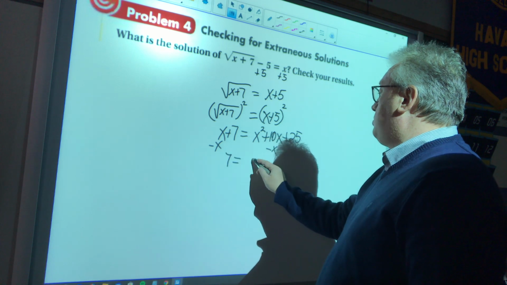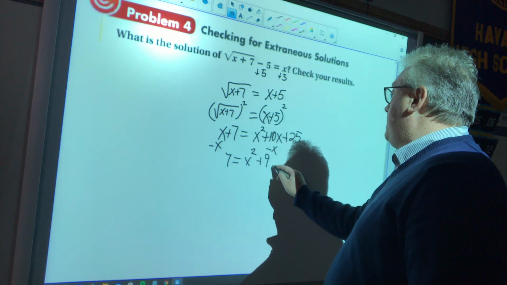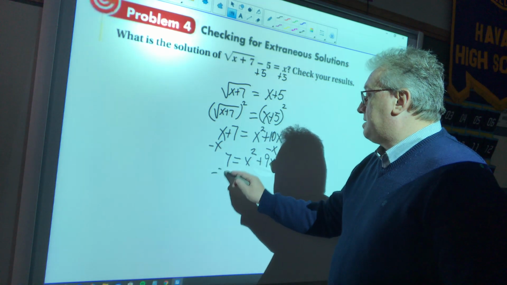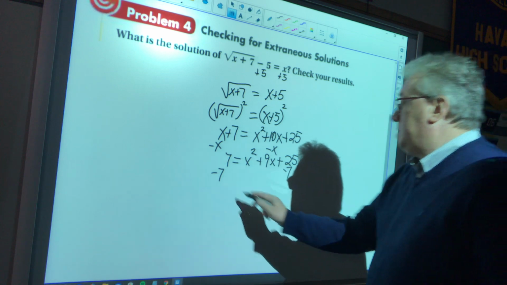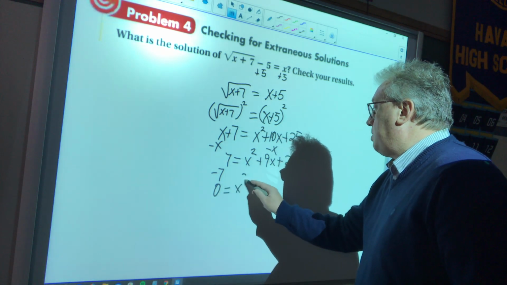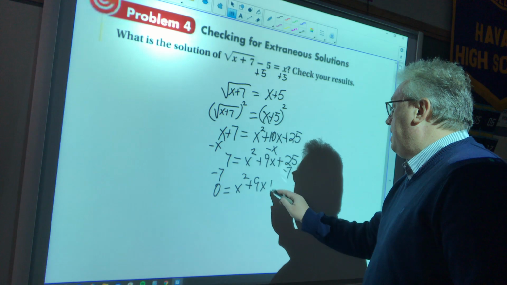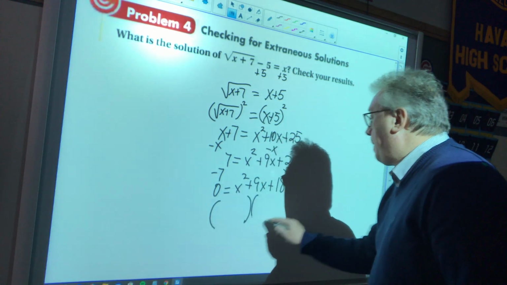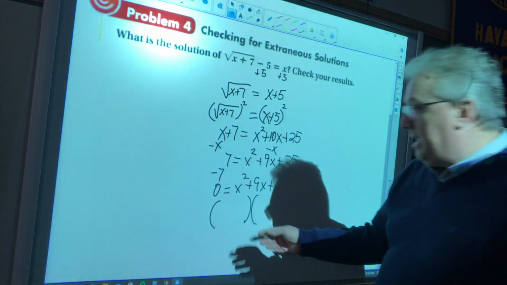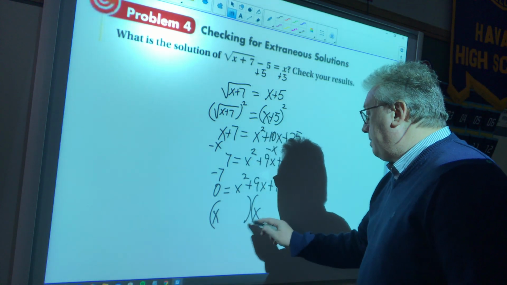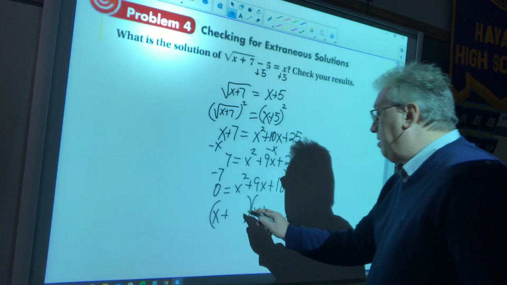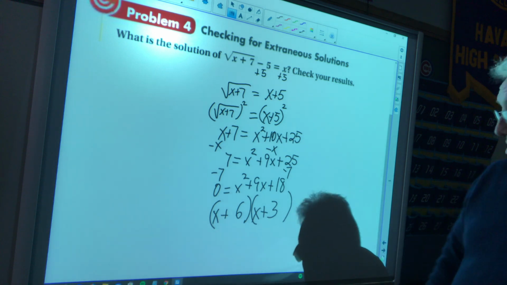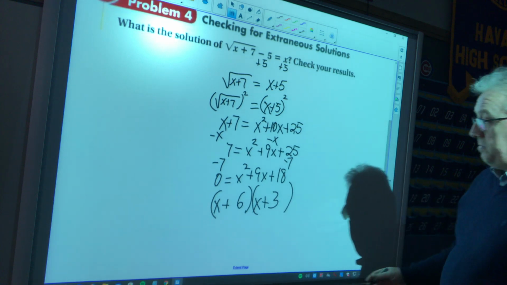So I get 7 equals x squared plus 9x plus 25. I'm going to subtract 7. So I get 0 equals x squared plus 9x plus 18. If I factor that trinomial, it's going back to your quadratic days, right? Getting real basic here, okay? 6 and 3, set those to 0, okay?